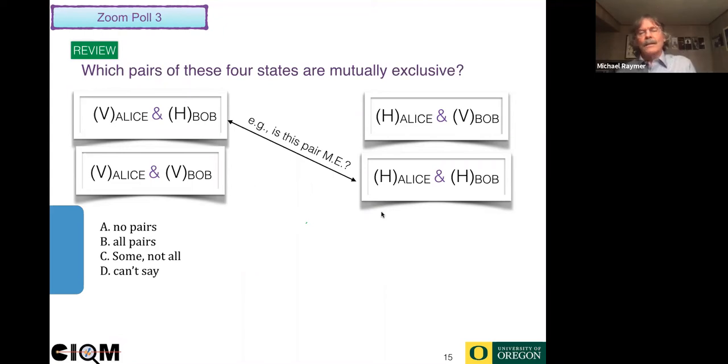Okay, 5 seconds. 4, 3, 2, 1. We'll stop. Okay, I'll close this. So almost everybody clicked on B, which is correct.